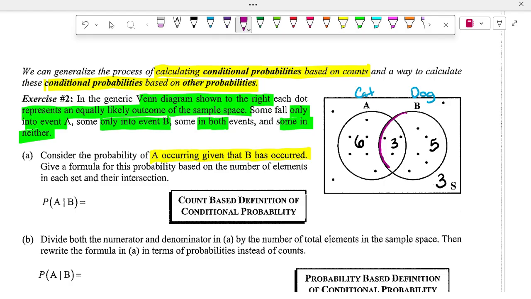So insightful, Fisher. So if you look at the dog circle, because we already know that this person's going to have a dog, what's the total of the dog circle? 8. There's 8 people total. How many of those also have a cat? 3. So it's 3 out of 8.